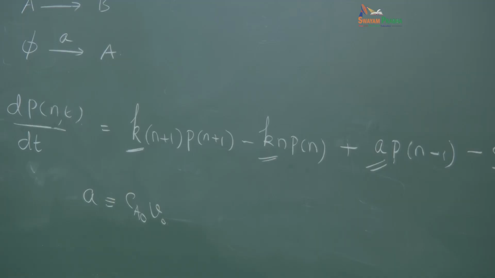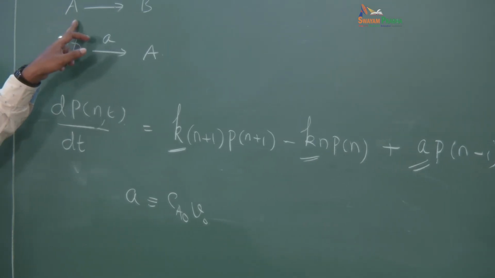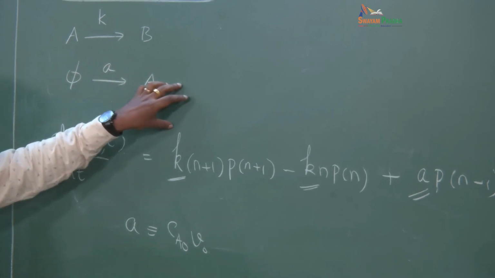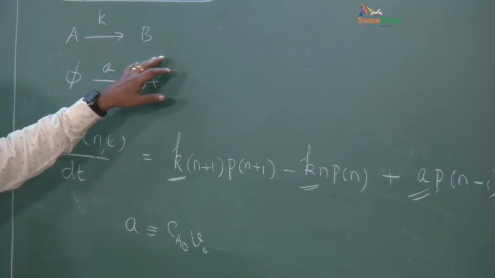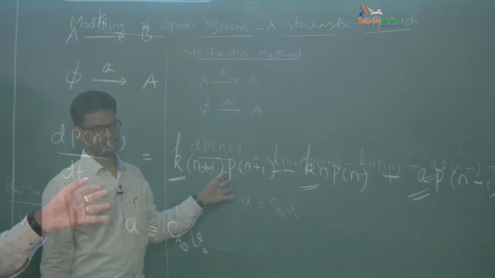If N equals 0, what will happen? What will change? Yeah, even if you start with 0 molecules of A, this reaction will put more and more A, and then this will take over from there. So the relative weights of A and K will determine what N is.